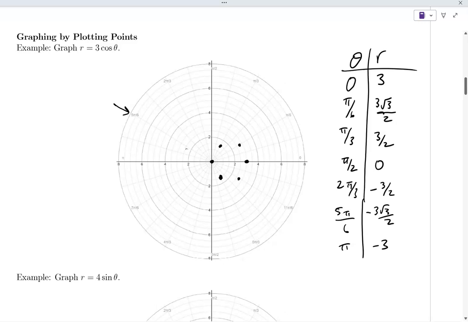And then finally, when we get to pi, pi is over here. This is pi, isn't it? But again, we're going to go -3. So rather than going this way, we're going to go backward and land on that same point we were at before. Okay. So far, so good? Are we okay with how I got those points in there? That's the big thing to start with. All right.